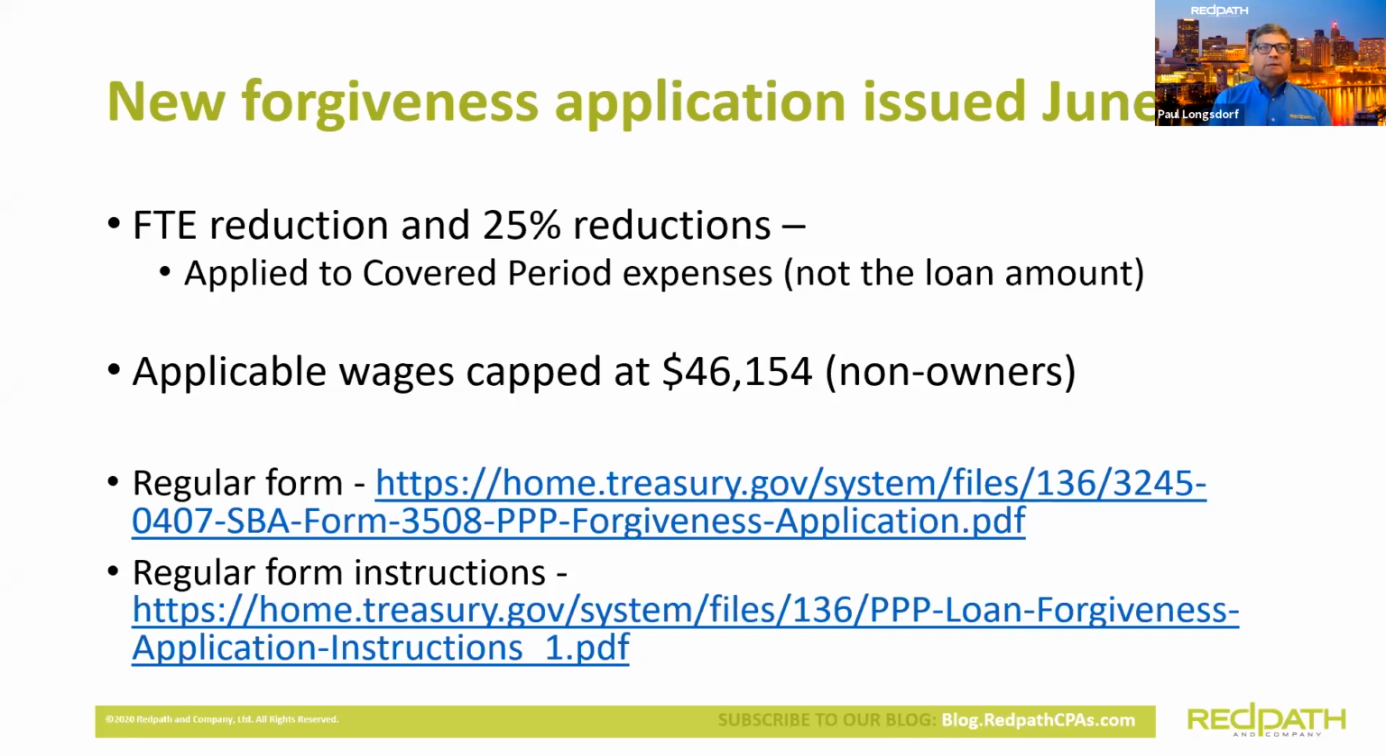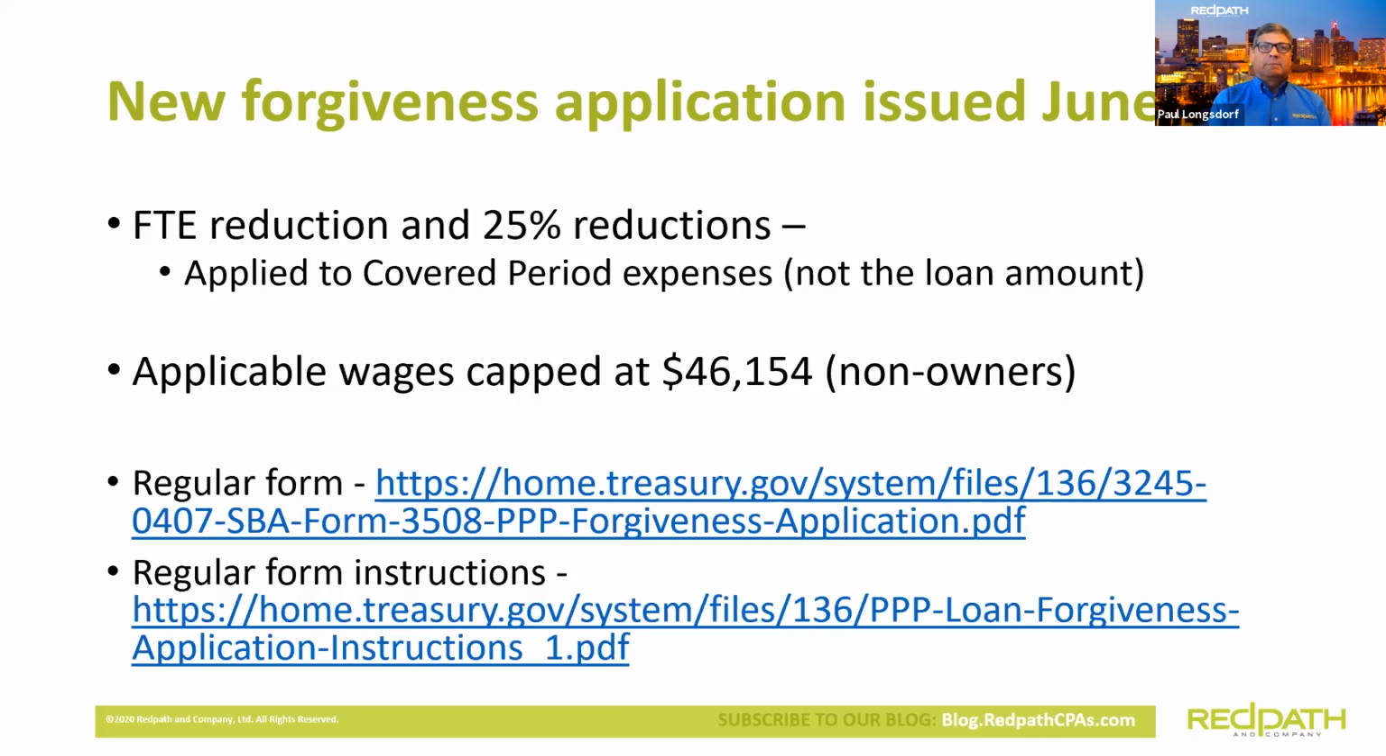So one really nice thing that was clear was those reductions are applied to the covered expenses and not the loan amounts. So for example, if I go through the FTE calculations and come out and say, you know what, I have to reduce my expenses by 10%, as long as my expenses after that 10% reduction still exceed my loan amount, I'm still eligible then for 100% forgiveness on my loan.